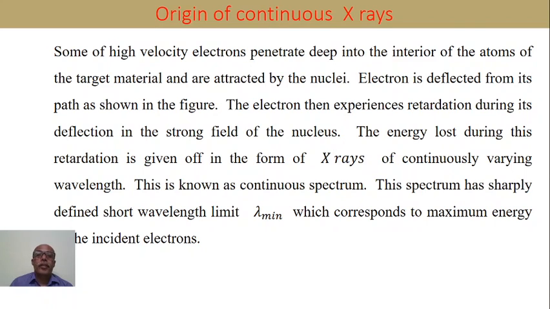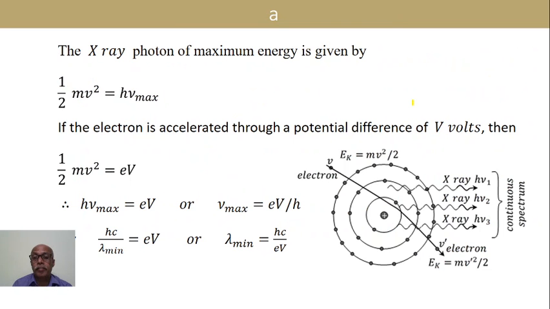The origin of continuous X-rays. Some high velocity electrons penetrate deep into the atom of the target material, and these electrons are attracted by the nucleus, wherein the electrons get deflected, and the deflection is as shown in the figure.